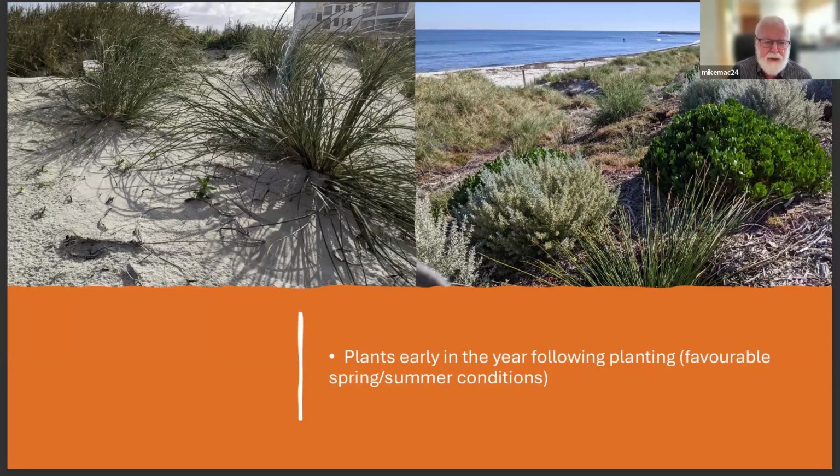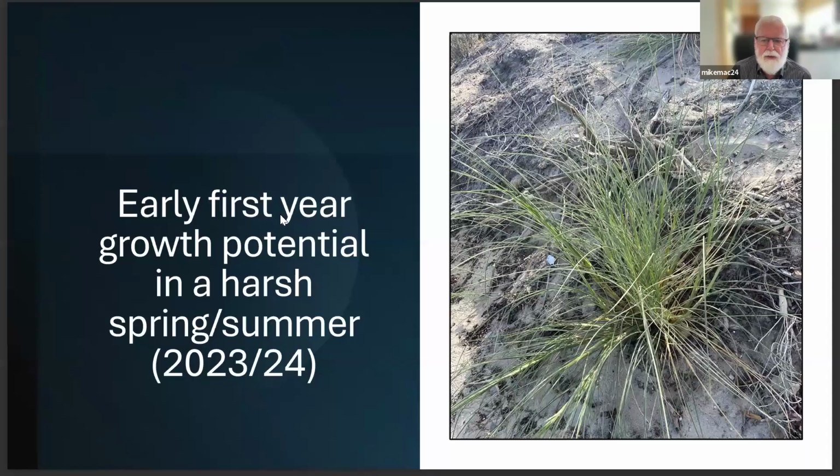So if you go to the next slide, it's just a bit of a reality check. This is a plant that was planted 12 months ago. I took the photo last week. So that's 12 months growth in our very bad year this year in terms of water.